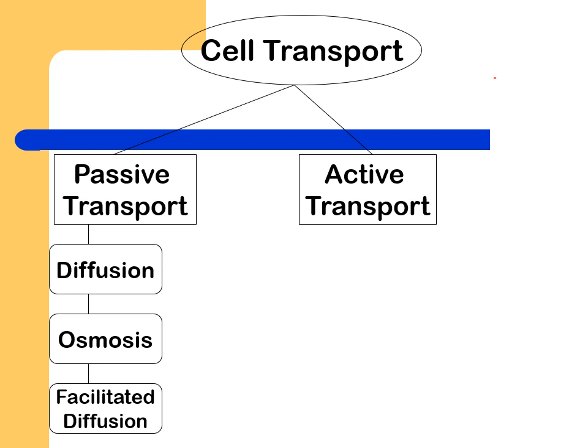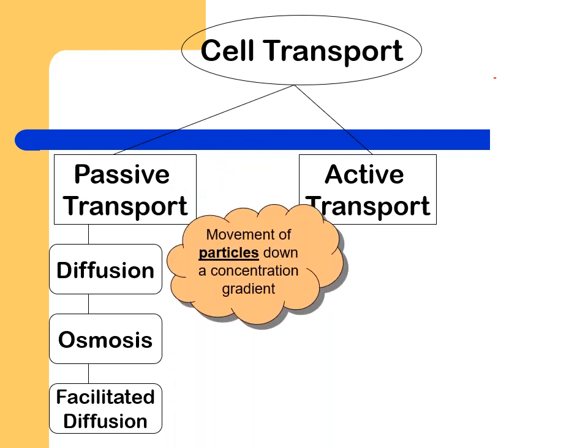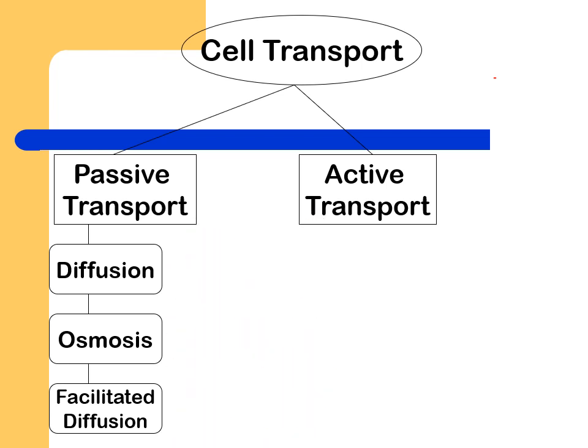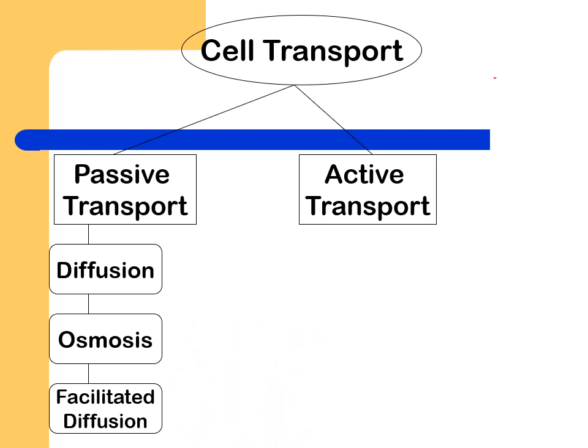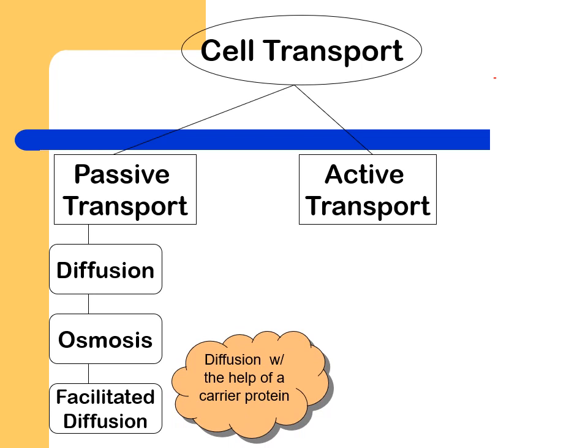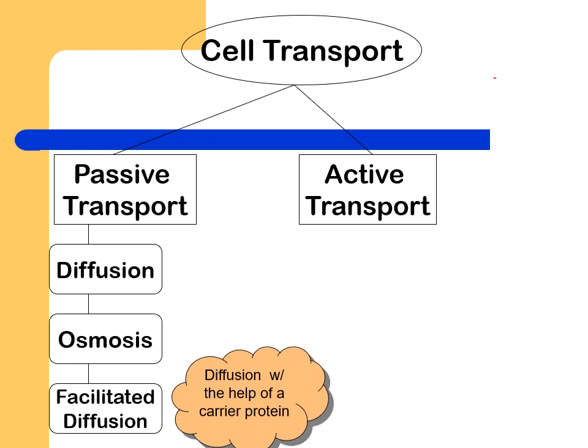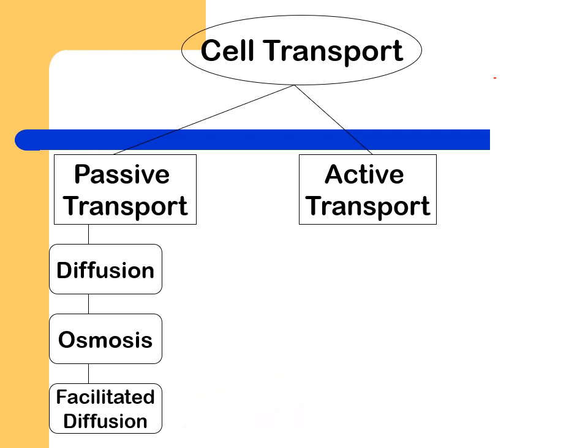So to review, passive transport requires no energy to go from high to low concentration. 3 different kinds are diffusion, which is the movement of small particles right down that concentration gradient. Osmosis is the movement of water molecules down your concentration gradient. And facilitated diffusion is the movement of large molecules with the help of a protein, also down the concentration gradient.